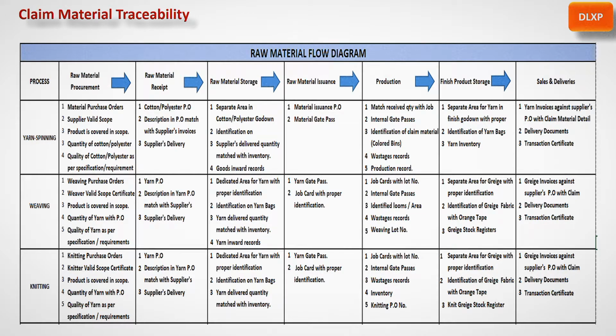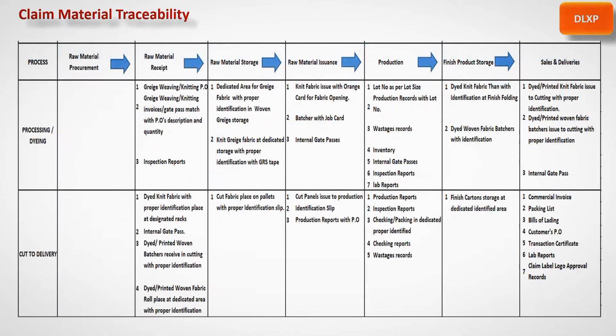The same is applied on the weaving and knitting, processing and cut to pack. So we take another example of cut to pack. For instance, if we have gray fabric, cut to pack means definitely we receive dyed fabric from the processing. So we should have dyed knit fabric with proper identification placed on designated racks. Internal gate pass should be there. Dyed printed woven batches are received in the cutting with proper identification. You can identify the batch through tape or through other color code. It's up to you.